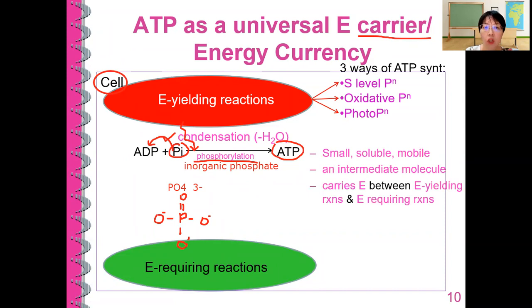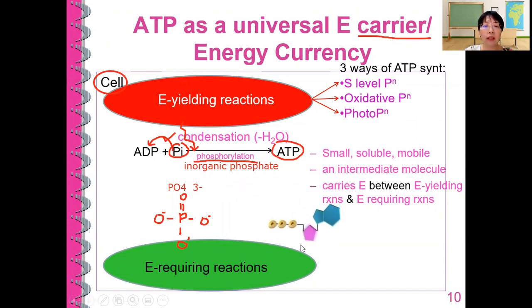Okay. So after ATP is synthesized, it will have to carry this energy to another part of the cell. So why can it do so? It is because it is a small molecule, and because it's small, it's soluble. And because it's soluble, it can move inside the cell from one organelle to the next organelle. So it can move in the cytoplasm. So therefore, it acts as an intermediate molecule. An intermediate molecule is a molecule between energy yielding reaction and energy requiring reaction. So it carries energy between energy yielding reactions and energy requiring reactions.